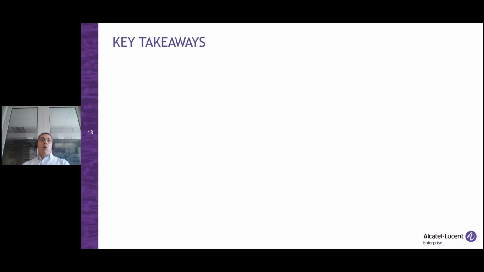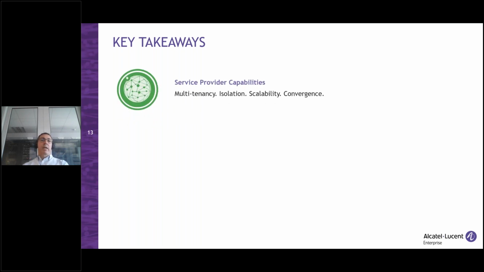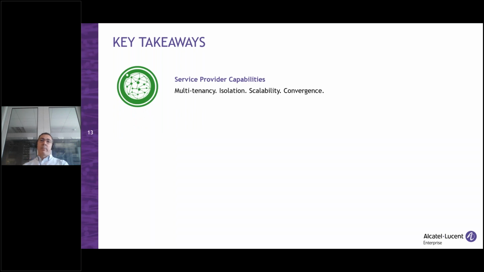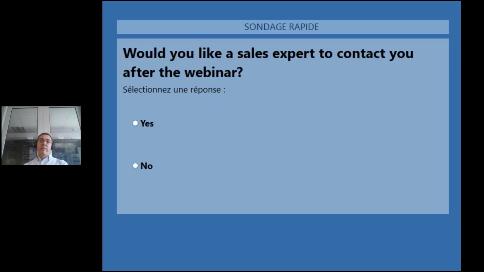I can definitely go on and on, but I'll stop here and let me close with some key takeaways. SPB comes with service provider capabilities which are similar to those of MPLS. It provides multi-tenancy, it isolates the core from the customer's traffic, and it improves scalability and convergence time compared to other alternatives such as layer 3 routing and VRF.